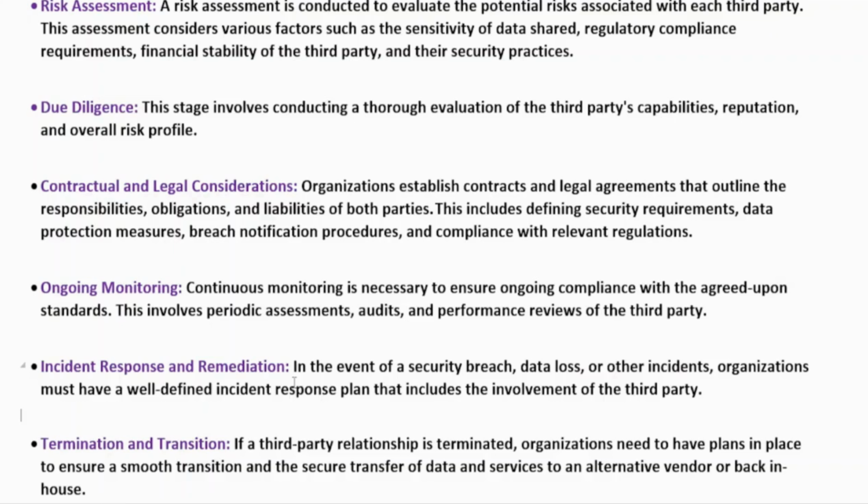So by following this third party risk management framework, the bank can effectively identify, assess, and mitigate the risk associated with its relationships with the payment processing company. They also ensure the security and integrity of customer transactions. So that is all about our today's topic on third party risk management framework.